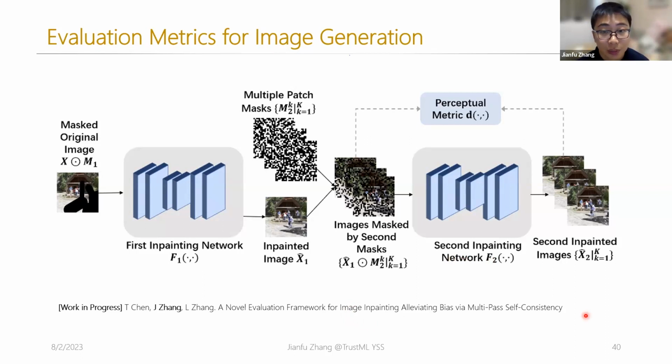Unlike conventional evaluation methods that rely solely on pixel or feature space similarity with the original images, our proposed approach emphasizes intrinsic self-consistency. This empowers us to explore diverse and viable inpainting solutions while mitigating potential biases. By adopting this evaluation framework, we can gain deeper insights into the performance and capabilities of the inpainting method, and provide a more robust and comprehensive assessment of its effectiveness in image generation tasks.